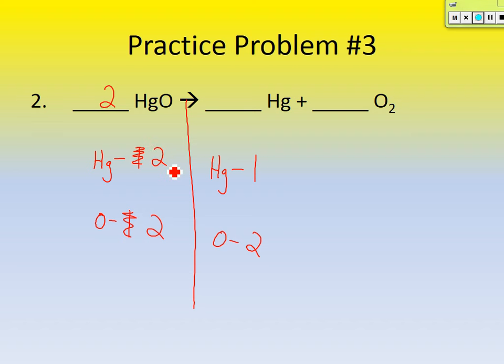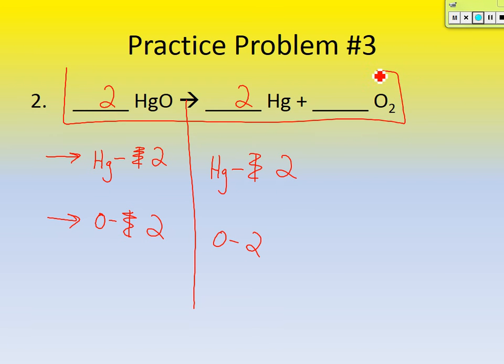How many mercuries do I have now? 2. Now, let's go back to the product side. How do I get 2 mercuries? Put a coefficient of 2 right there, and now I have 2 mercuries. So now let's look across. Are my mercuries balanced? Yes. Are my oxygens? Yes. Can I reduce a 2, 2, 1? No, because 1's already as reduced as it can get. And so there we have it.